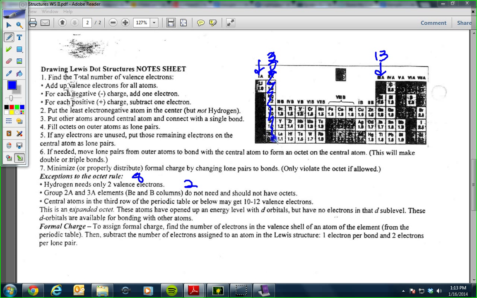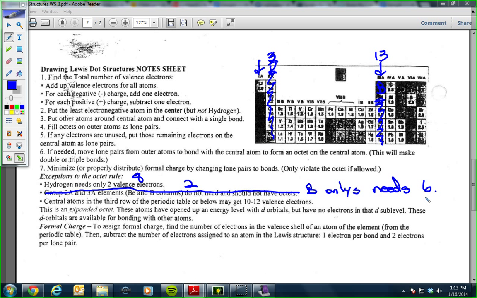Well, let's simplify this even more. We don't even care about group 2 because they're all metals. And we don't care about group 13 because most of them are metals. The only thing we care about is that one right there. So let's reword this. I'm just going to cross that out, and we're going to make this rule so much easier. And that rule now is boron only needs 6. If you have boron in your Lewis dot structure, it only needs 6 valence electrons.